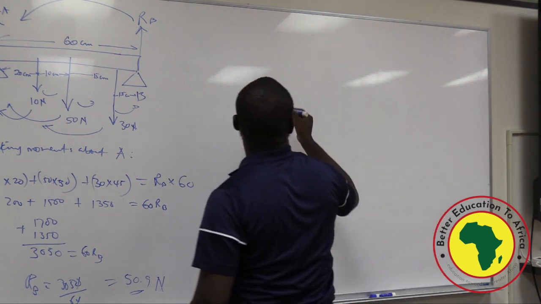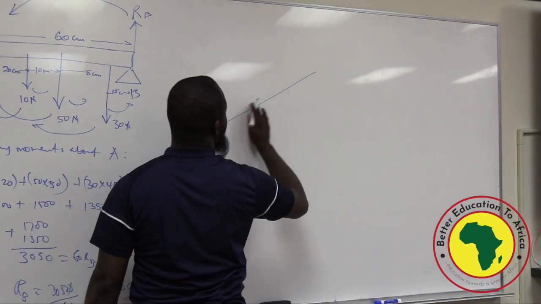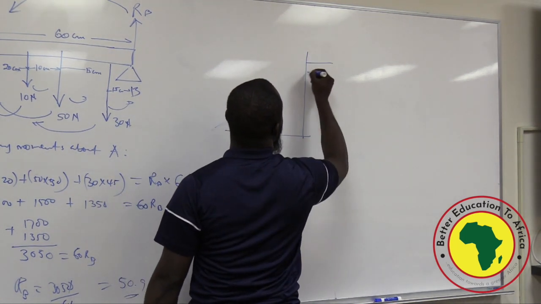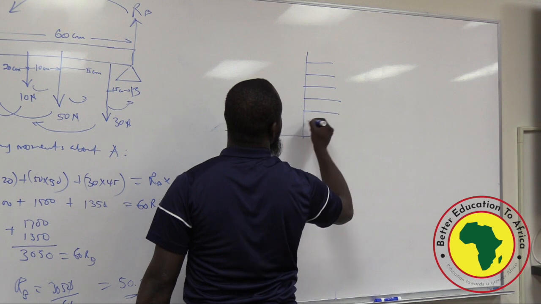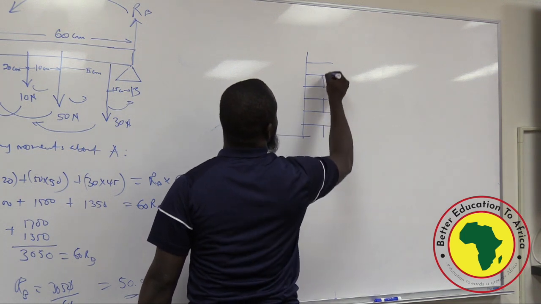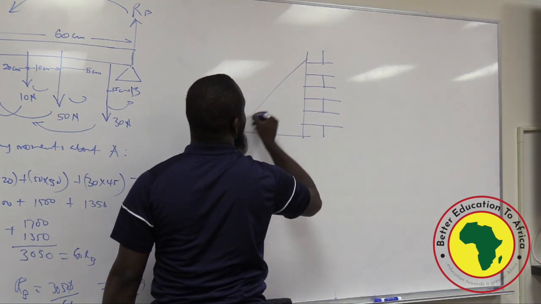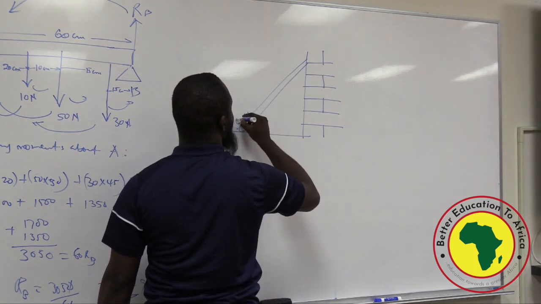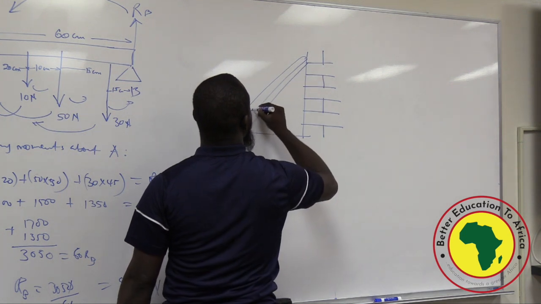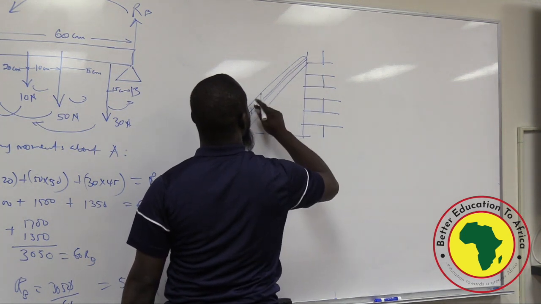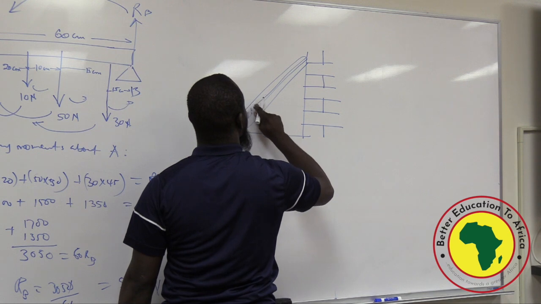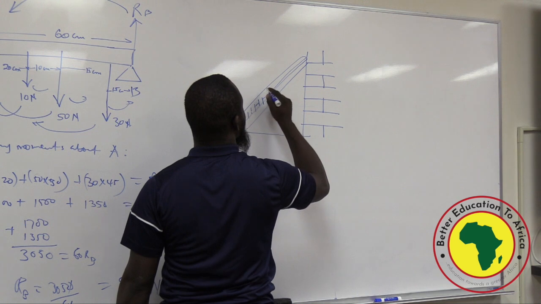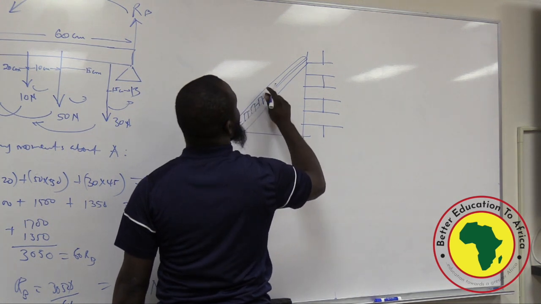So now, we have a ladder leaning on a wall, like this, so we'll have a wall like this. So this is our wall. I will have a ladder like that. So this ladder, I'm trying to make it look as real as possible. So we'll have this ladder like this.